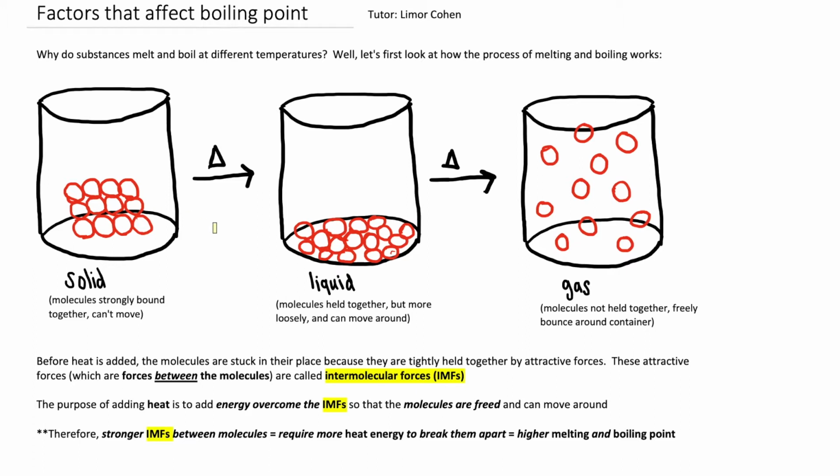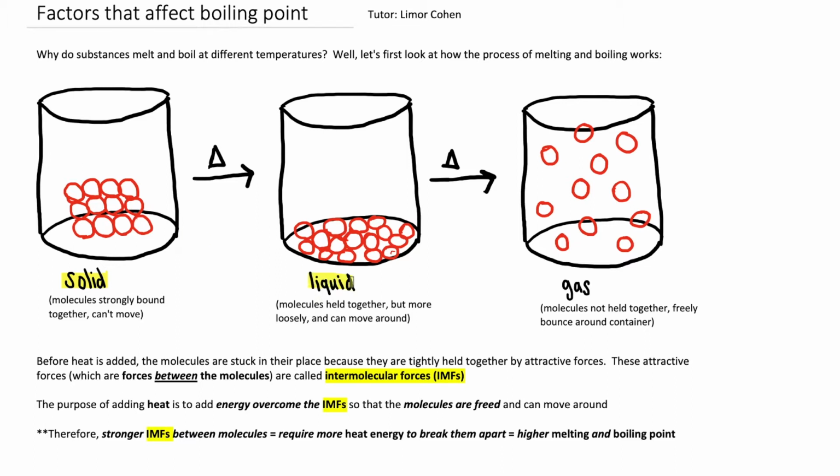So substances like, for example, water can exist in three different states of matter: solid, liquid, and gas. The only difference between these states of matter is how tightly the molecules of our substance are held together. So solids involve molecules being really tightly held together. Since they're packed together so tightly, the molecules can't move around and the structure is rigid.